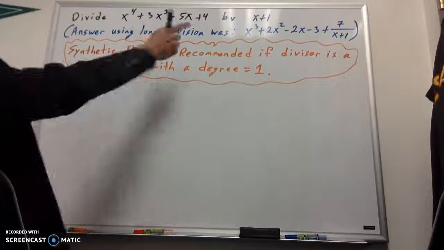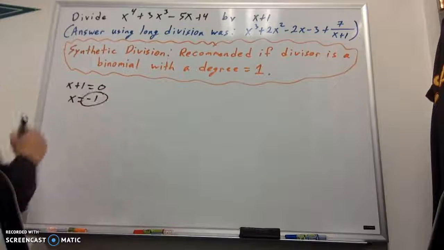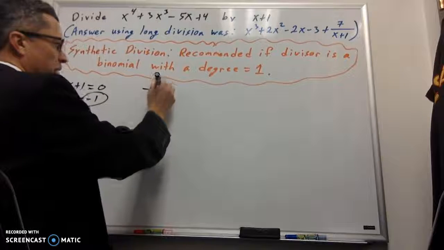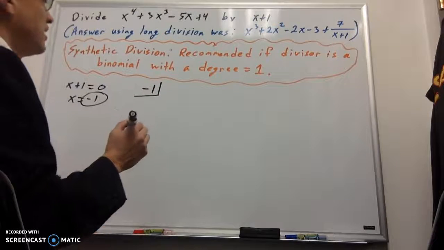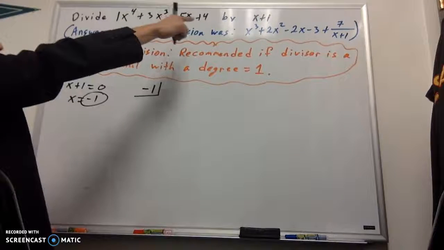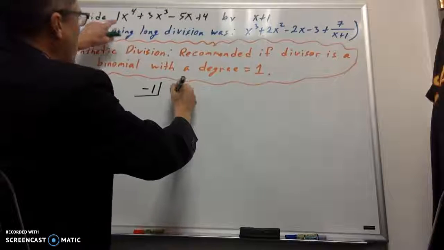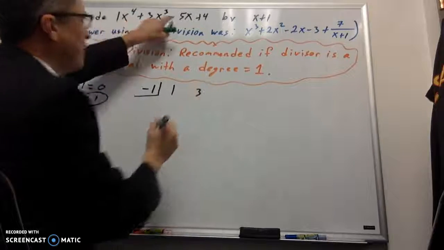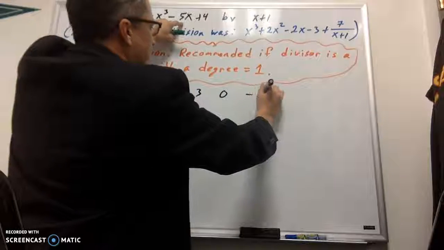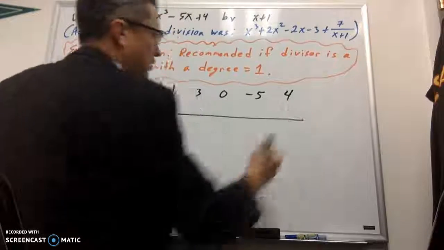So what I'm going to do is take this x plus 1, set it equal to 0, and solve for x. So that negative 1 is what I'm after there. I'm going to put that negative 1 in a box here. And then I'm going to take the coefficients of this other polynomial that I'm trying to divide the divisor into. Just the coefficients though, right? 1, 3, I don't have that x squared term, so I'm going to put a 0 there. And then a negative 5, and then a 4. And now I'm going to draw a horizontal line.